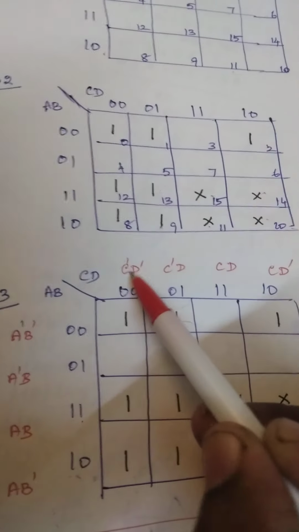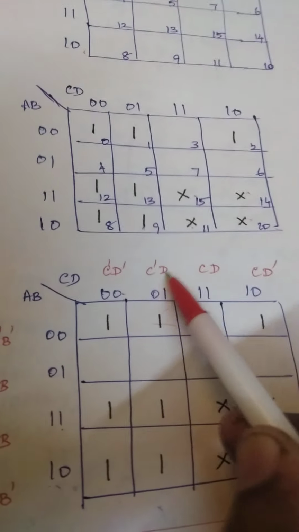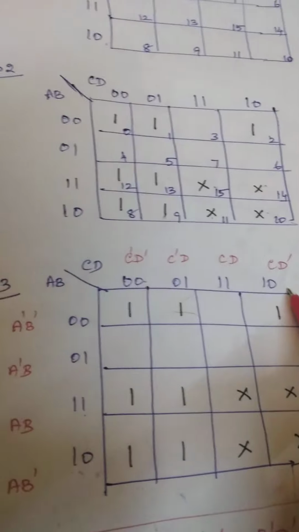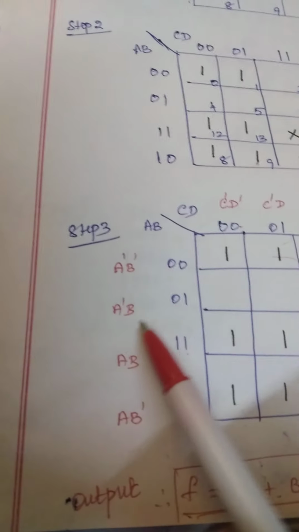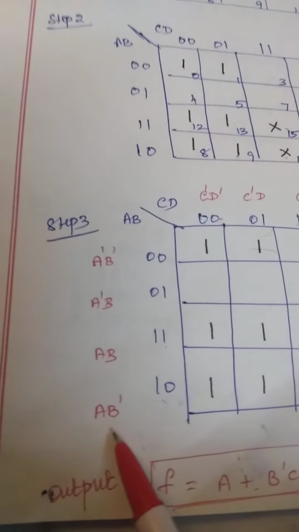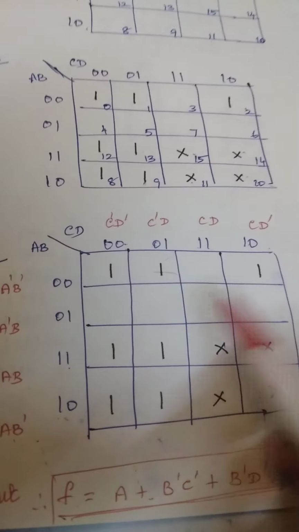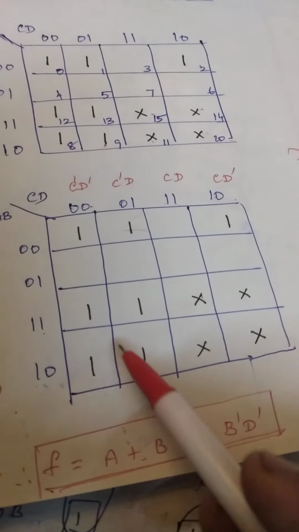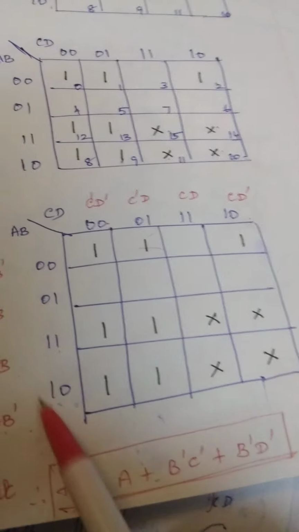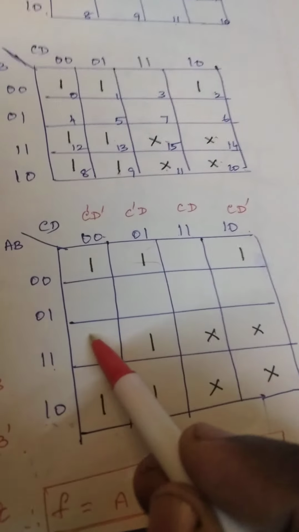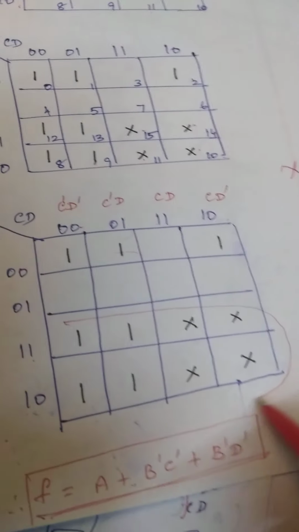For your better understanding, I have written this 0 0 as both 0, meaning both dashes. So C dash D dash, then here C dash D, C D, C D dash. Similarly, A dash B dash, A dash B, A B, A B dash. For your better understanding, I have written like this. Now we need to pair it. If all the values are here like this, we can pair everything together. It will be easy for us.